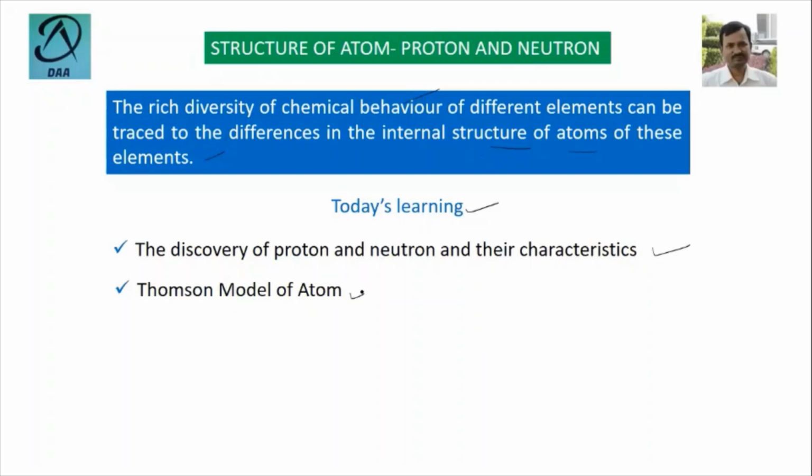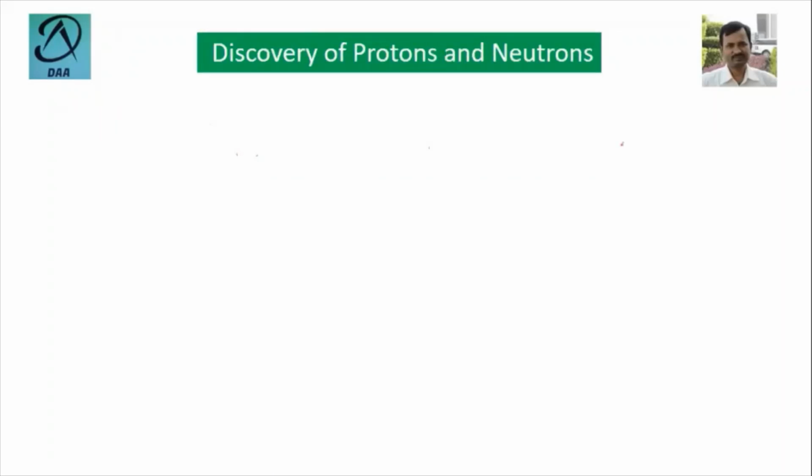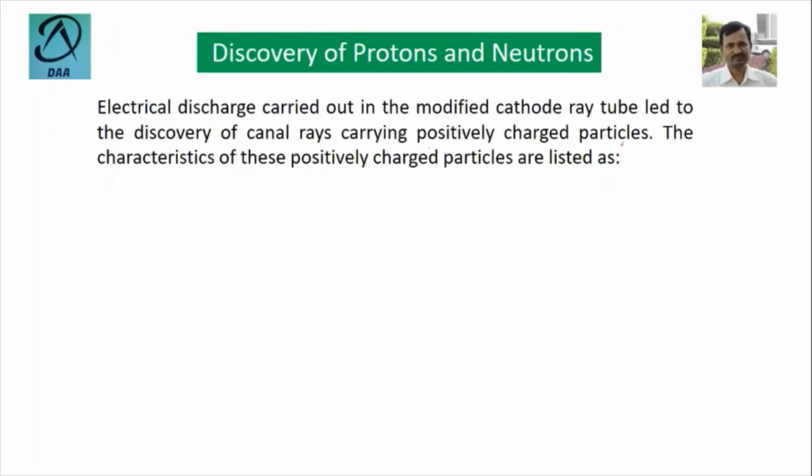Then the Thomson model of atoms. And the discovery of X-rays, and how they are useful. We are aware of X-rays because we need them in medical diagnostics. Then the discovery of the radioactive elements and alpha, beta and gamma rays. So we'll start one by one. Now first, the discovery of protons and neutrons.